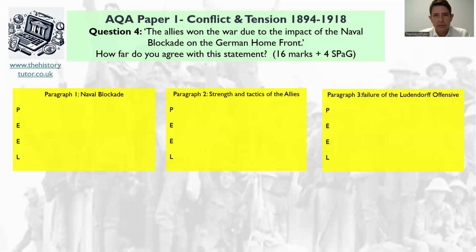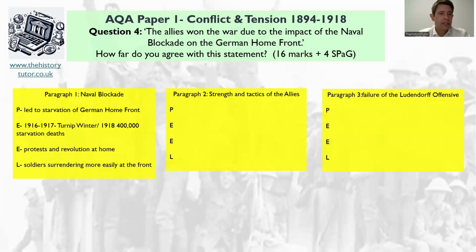Okay, you ready? You paused me, had a go. So here we are. Here's what I've written down for the first one. So I've talked about, obviously, the German home front led to a naval blockade, led to starvation of the home front. We could talk about the turnip winter, the starvation deaths. It led to protests and revolution at home, and it's led to soldiers surrendering more easily on the front line. Okay, so we've got all those things we could talk about in our answer.